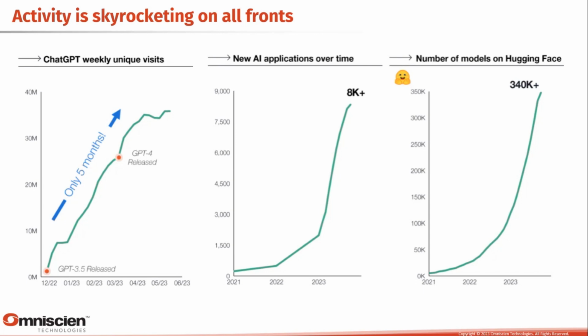Then you've got things like Hugging Face. The number of models they have is more than 340,000 now. I think actually the other day it was closer to 360,000. So that's growing rapidly as well. And these models are available to anybody.